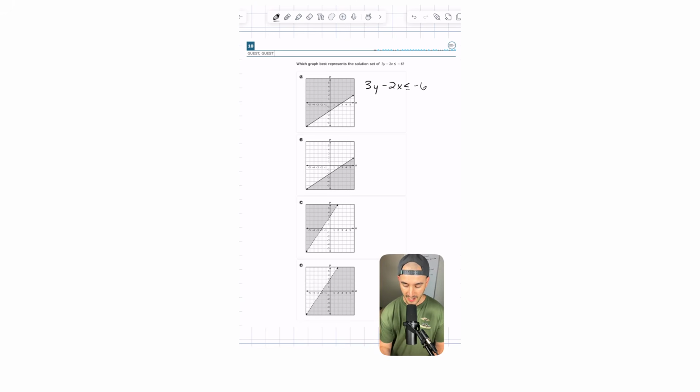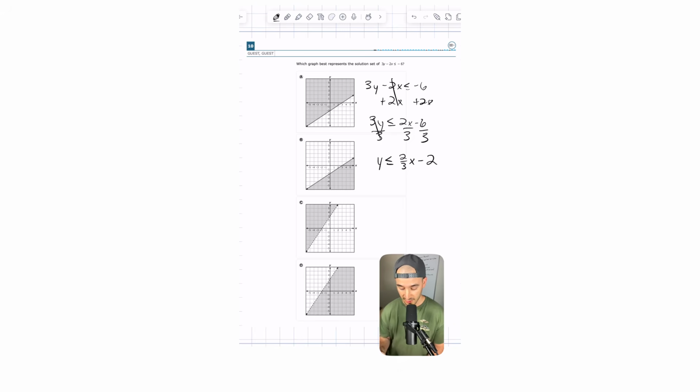And so I'm going to do that by adding 2x to both sides. That's going to cancel and leave me with 3y is less than or equal to 2x minus 6. Now I can divide by 3 on every term, and that's going to get y by itself: y is less than or equal to 2/3 x minus 6 divided by 3 is 2.